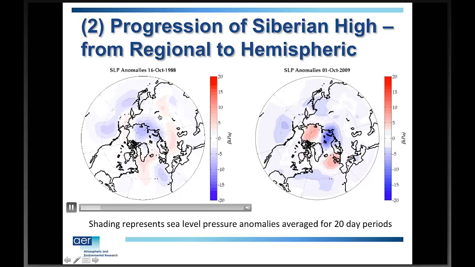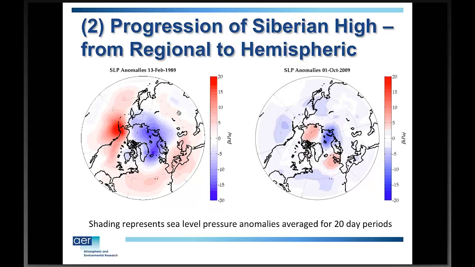Where's my cursor? You can see here over Siberia you've got the blues, and hopefully it's not too faded for you. You can see the blues start out here in Siberia, and then over time, as the season progresses, that low pressure expands out of Siberia, very much like I showed in the previous animation. It covers the Arctic basin, and you get the opposite sign anomaly, which would be high pressure here in the ocean basins. So you get a very canonical positive AO pattern in the midwinter time.